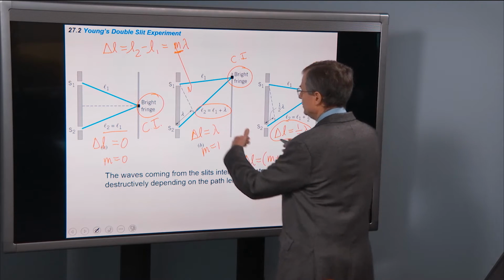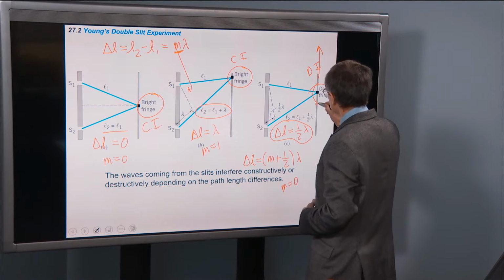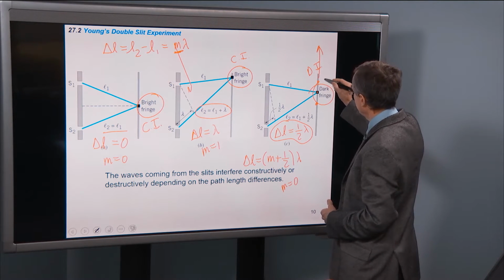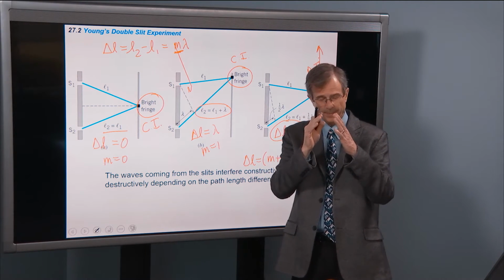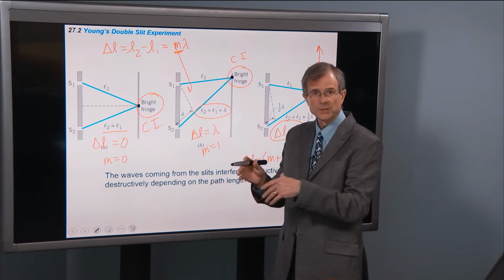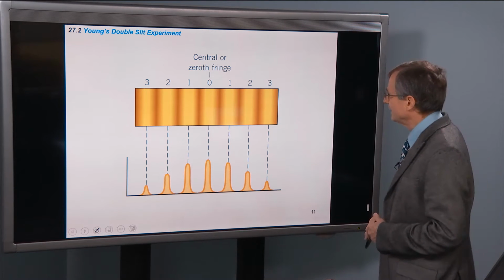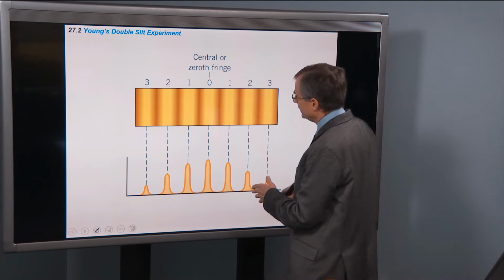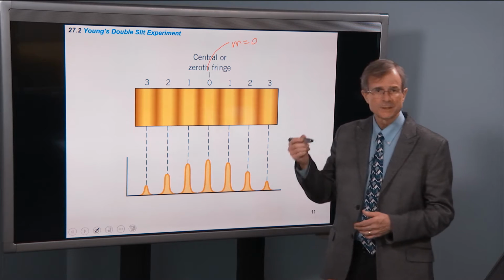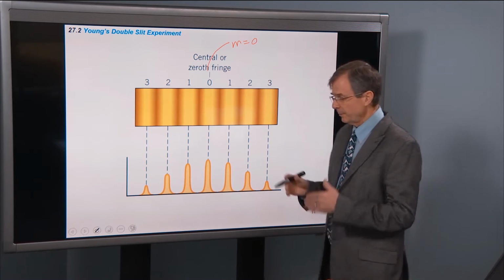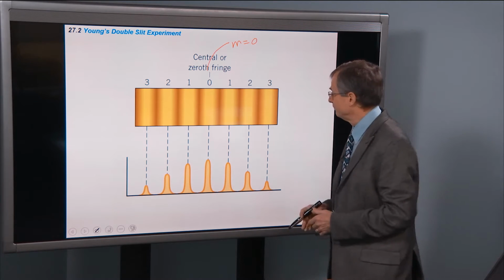As we continue to move further and further along this screen, we'll get a central bright fringe, then a dark fringe, then a bright, then dark, then bright, then dark, as we go through different numbers of wavelengths by which the path length difference is. So this is what we see on the screen at the very central point. This is the m equals 0, the symmetric point where delta L equals 0. Path lengths are both the same length. You got m equals 0, you got a bright spot.